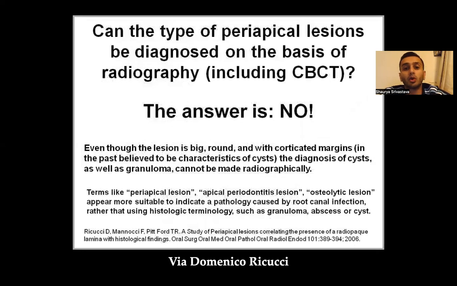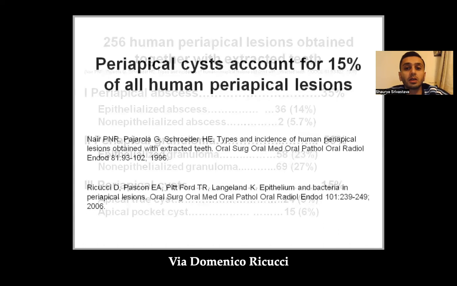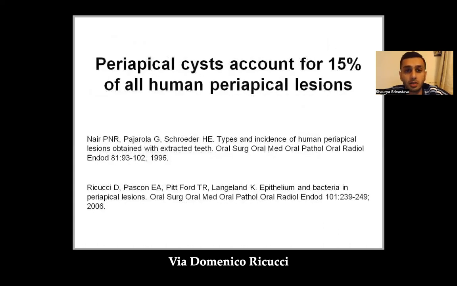Okay. So again, talking about that, can the type of periapical lesion be diagnosed on the basis of radiography? And the answer is no, including a CBCT. So if you're diagnosing a lesion, you should be calling it apical periodontitis or periapical lesion and not be using histological terminology. Okay. So when we look at histological studies, only 15% of teeth were diagnosed as cysts. So about 85% are not cysts. If you look at a lot of lesions that may look like cysts, the prevalence is actually not that high.